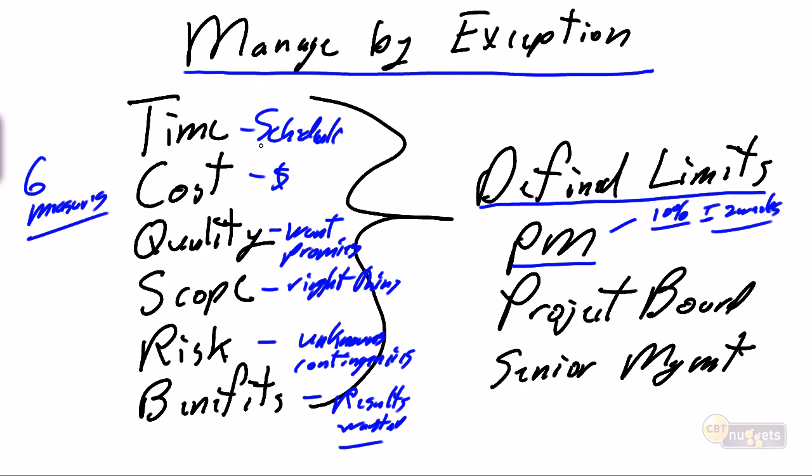But as soon as the schedule variance goes greater than the PM's limits, the PM is instantly expected to escalate that to the project board. And the project board is going to have its own limits.